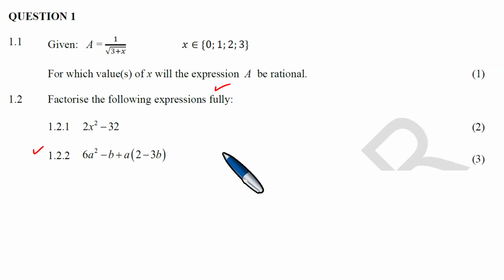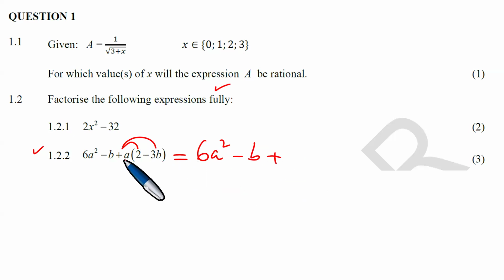Open bracket 2 minus 3b. Also, simplify before factorize. Just simplify, Billy. Well done. So this is actually 6a squared minus b, then the distributive law. This is called distribution. So if we simplify, then it becomes a times 2, which is 2a. And then we have a times minus b, which is minus 3ab.